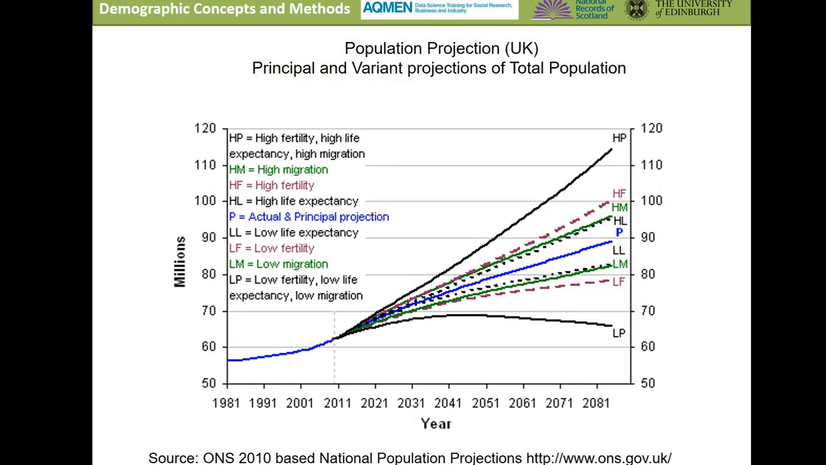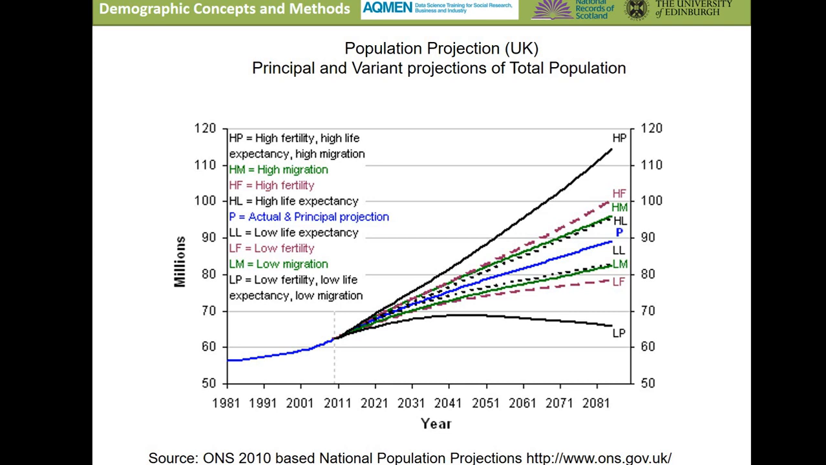So here is a graph indicating a set of variant projections. These are taken from the Office for National Statistics 2010 based national projections, so quite a dated set now. But the value of the slide is indicating the variability in the projections under different scenarios.